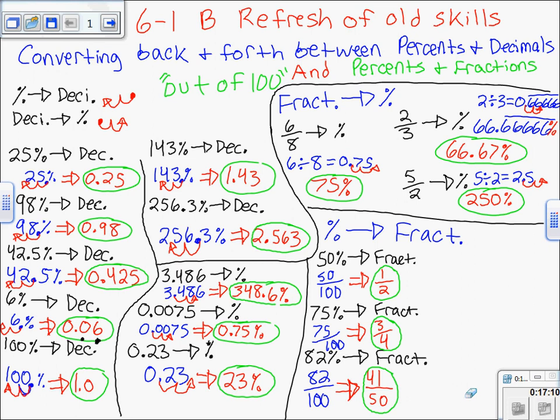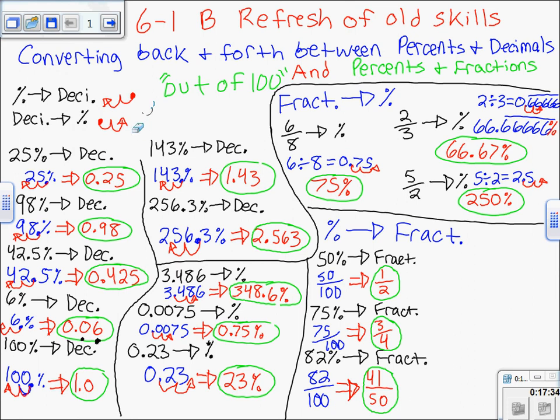Alright guys, one last final note. This video was meant as a refresher. This was not all that 6-1B was all about. This just covered the old skill I want to make sure you guys can do, which is converting between any type of number into a percentage. So we covered going from a percent to a decimal, which was moving the decimal place 2 places to the left. We covered going from a decimal to a percent, which was going 2 decimal places to the right.